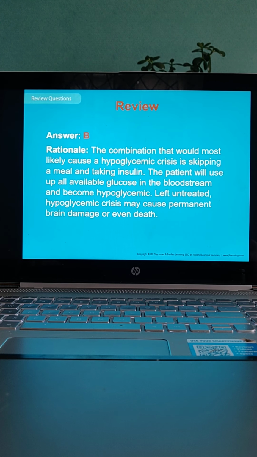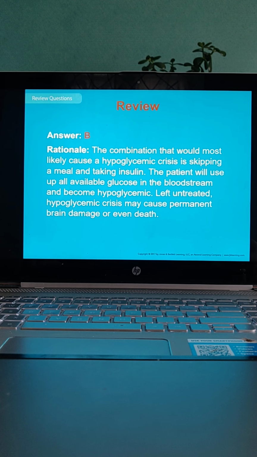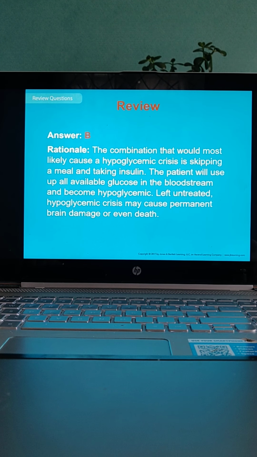The combination that would most likely cause a hypoglycemic crisis is skipping a meal and taking insulin. The patient would use up all available glucose in the bloodstream and become hypoglycemic. Left untreated, hypoglycemic crisis may cause permanent brain damage and/or even death.